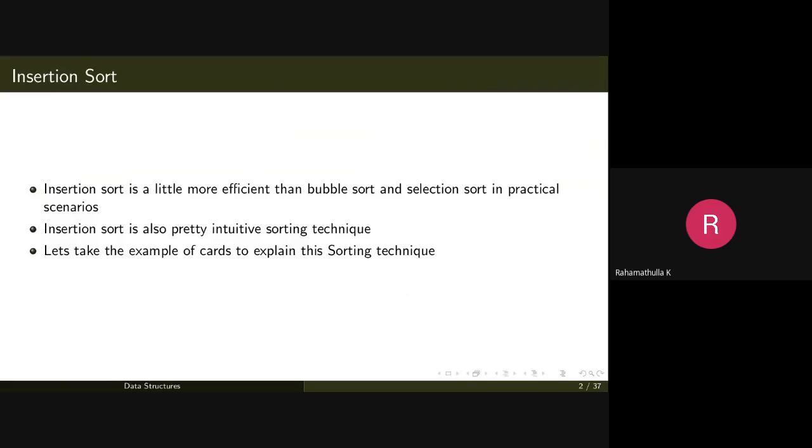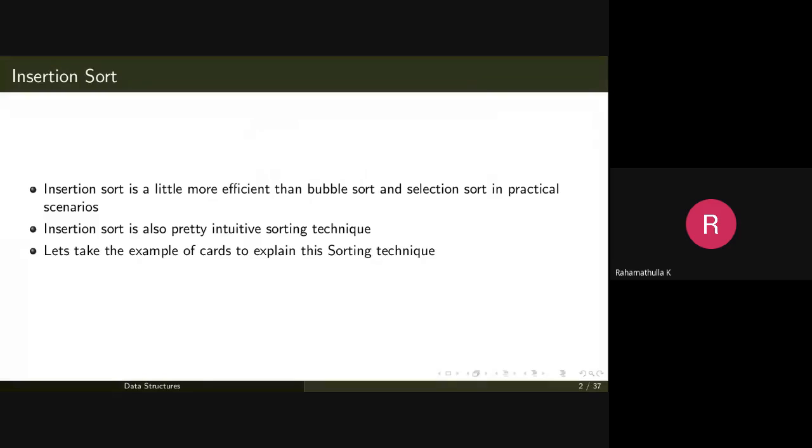Basically, insertion sort is also an order of n square complexity algorithm, but in some practical setups, insertion sort is a little more efficient. Insertion sort is also a pretty intuitive sorting technique. That is, this is how a person thinks about sorting.